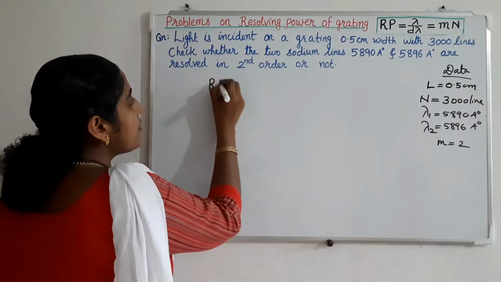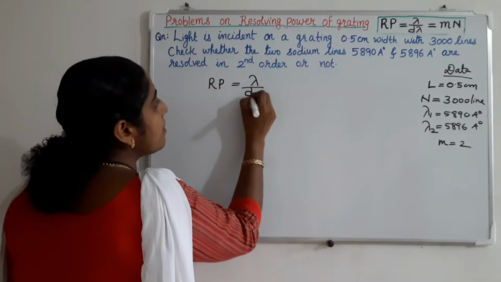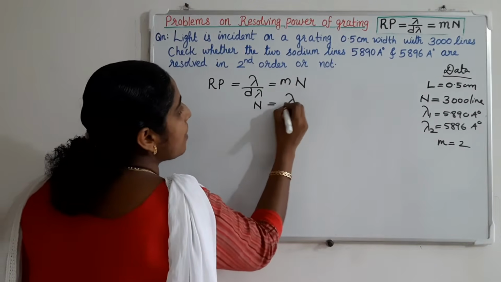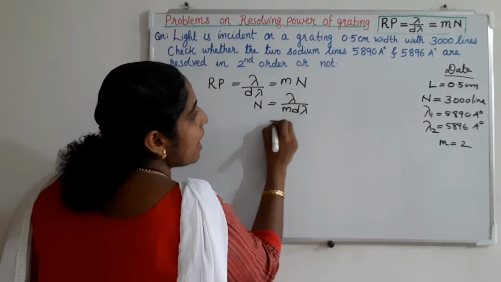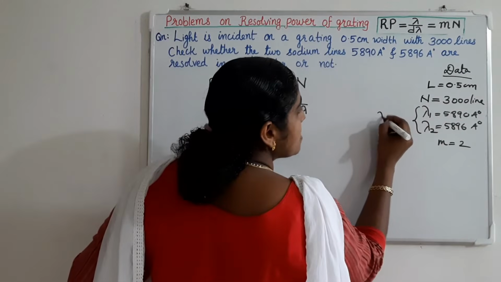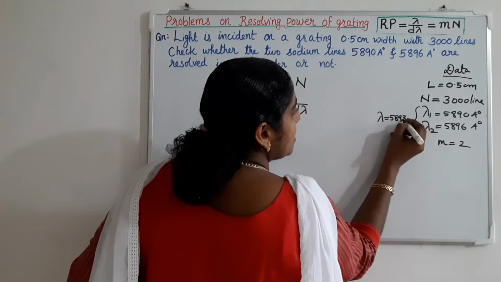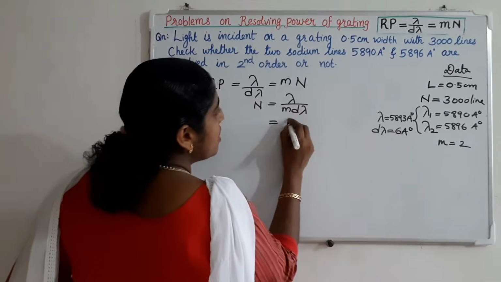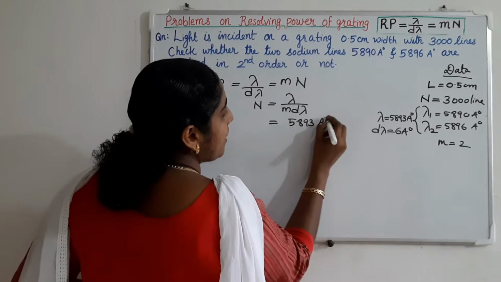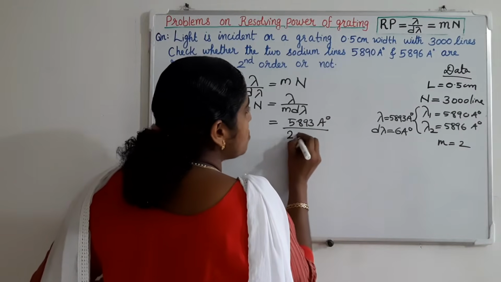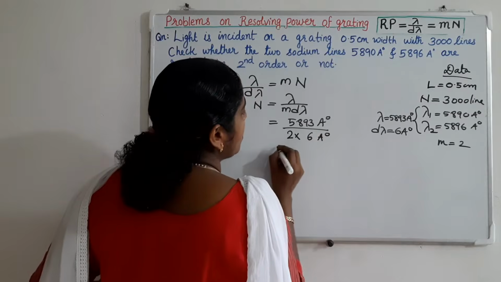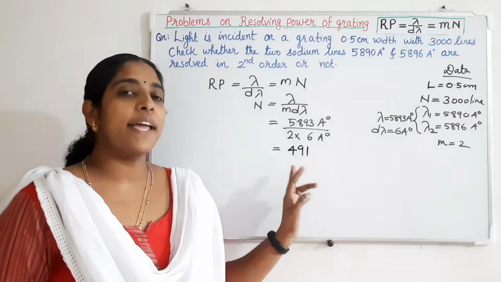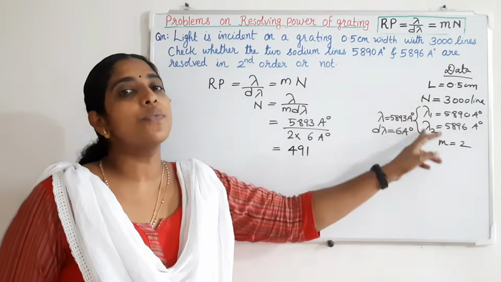So that we can find out from the expression lambda by d lambda is equal to mN. From this, N is equal to lambda by m d lambda. Lambda is the average of this, that is equal to 5893 angstrom, and d lambda is the difference between them, that is 6 angstrom. So 5893 angstrom divided by m is 2 into d lambda is 6 angstrom, that is equal to 491.